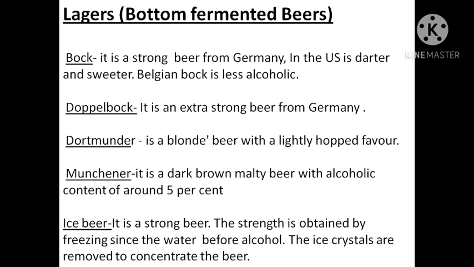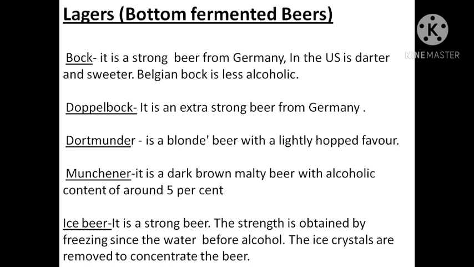As you know, alcoholic drinks range from 0.5% to 75% alcohol by volume. This is the definition of an alcoholic beverage. Another example is Doppelbock, an extra strong beer from Germany. Dortmunder is a blonde beer with a lightly hopped flavor. Munchener is a dark brown malty beer with an alcohol content of around 5%.